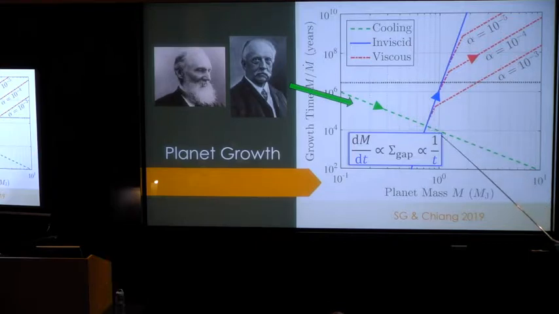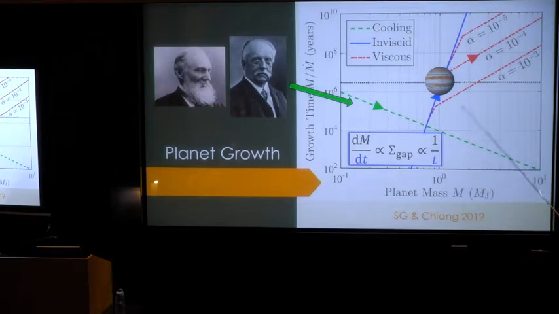Quite the opposite, it gets longer and longer as a function of mass. And at some stage, the growth timescale becomes so long that it exceeds the lifetime of the gas disk, in this case chosen to be 3 million years, this horizontal dotted black line. And this intersection is what sets the planet's final mass. So the planet reaches its final mass when it won't be able to complete its next mass doubling before the disk disappears. And you get more or less the right scale for these parameters.